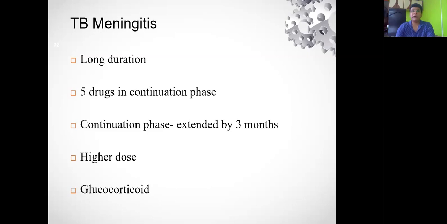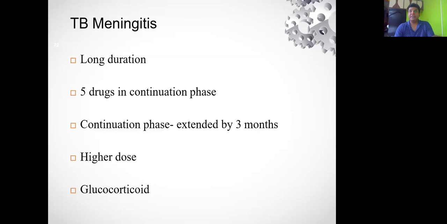Apart from that, glucocorticoids also prevent the formation of adhesions, especially in conditions like hydrocephalus and arachnoiditis. So to prevent adhesions, especially in the brain, whenever there's hydrocephalus and arachnoiditis, especially in tuberculous meningitis, these glucocorticoids will be useful in preventing the development of adhesions in arachnoiditis as well as in hydrocephalus.